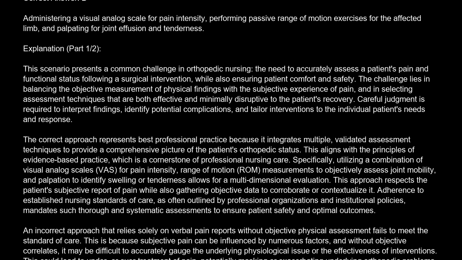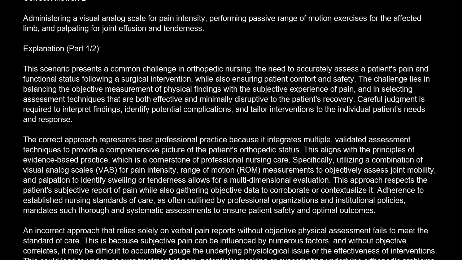The correct approach represents best professional practice because it integrates multiple, validated assessment techniques to provide a comprehensive picture of the patient's orthopedic status. This aligns with the principles of evidence-based practice, which is a cornerstone of professional nursing care. Specifically, utilizing a combination of visual analog scales, VAS, for pain intensity, range of motion, ROM, measurements to objectively assess joint mobility, and palpation to identify swelling or tenderness, allows for a multidimensional evaluation.